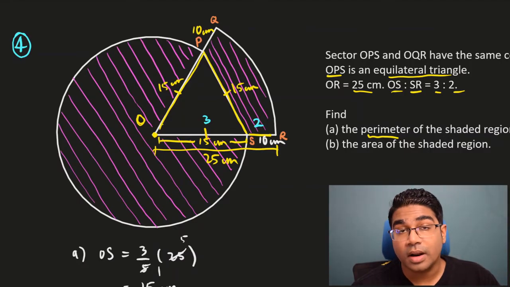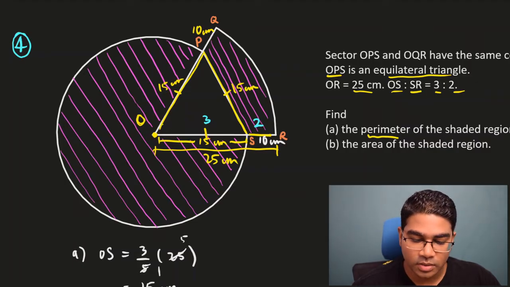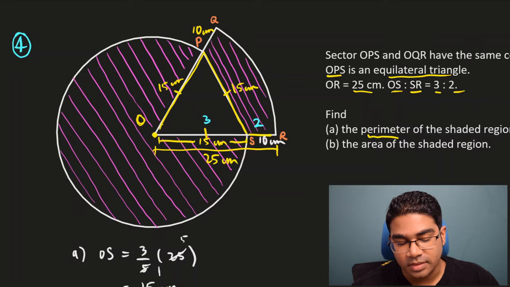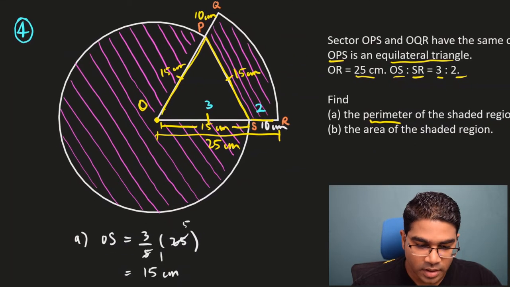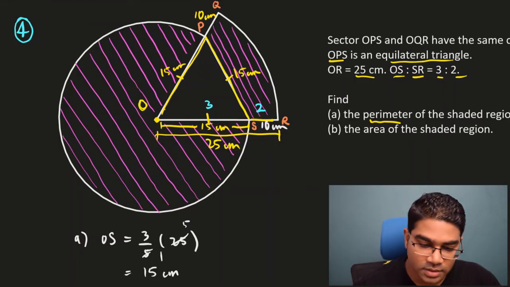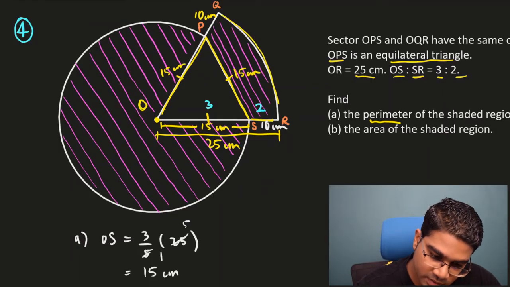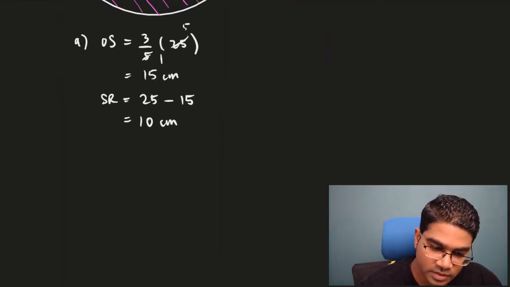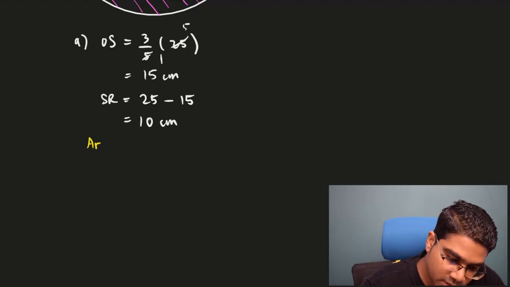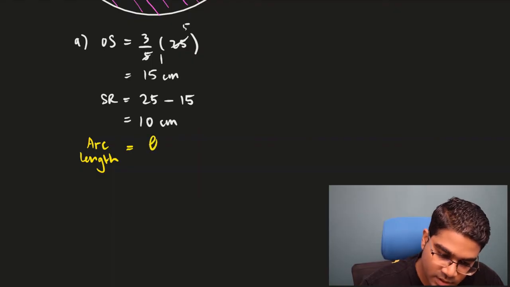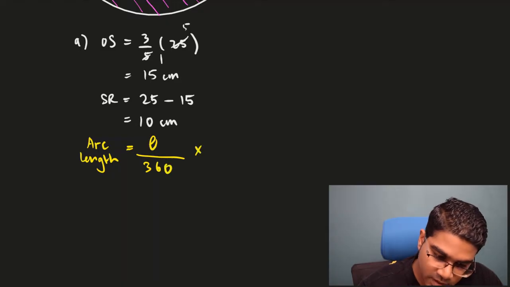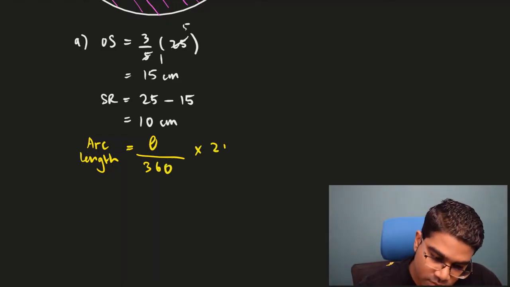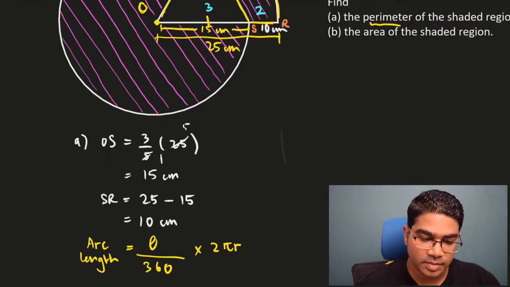Both OQ and OR are the radius of the sector OQR, and so they have the same length. So we have 10 centimeters and 10 centimeters. Now we need to find the lengths of arcs. So let's find arc QR first. Let's find the length of this arc. For the length of arc, let's go through the formula first. Arc length will be equal to the angle of the sector divided by 360 multiplied by the circumference, which is 2 pi r.